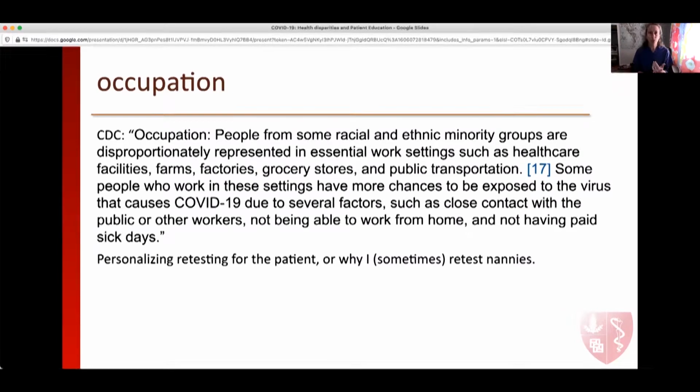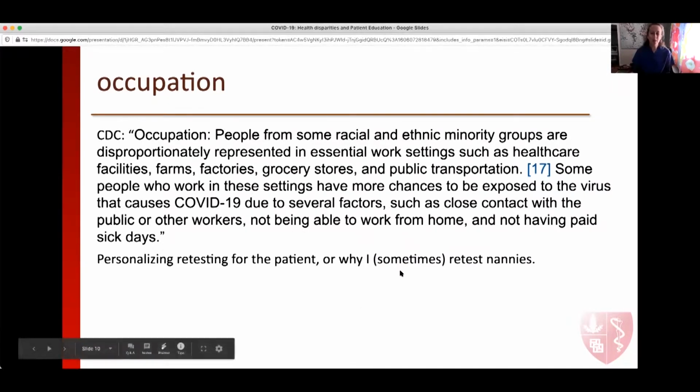If you have paid time off of work, you're more likely to stay home when you get sick. If you don't, if you only get paid when you show up at work, you and your coworkers might be more likely to go in with a little cough, a little sniffle, because you can't afford to stay home and not get paid. If you're allowed to take time off to go see the doctor, you can go get a test. In addition, if you can work from home, if you're a software engineer, you can stay at home safely behind your computer, versus essential workers.